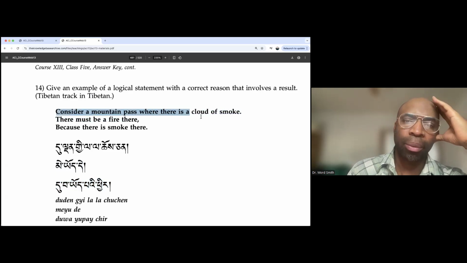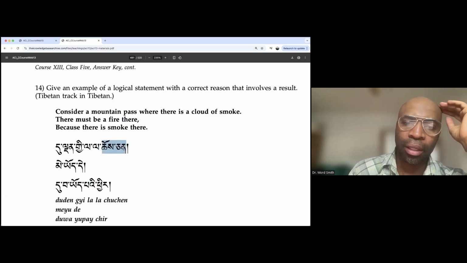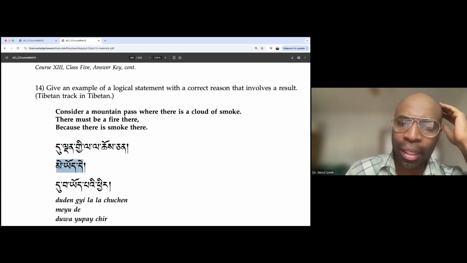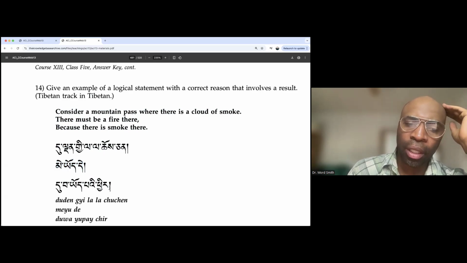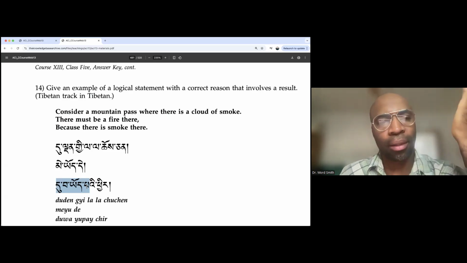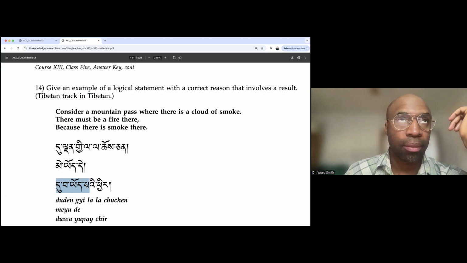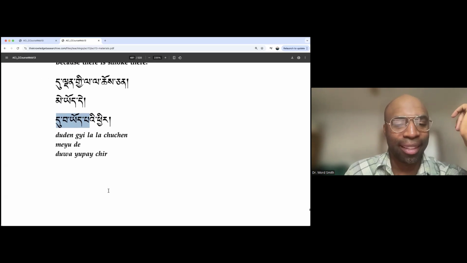Yeah, consider a mountain pass where there's a cloud of smoke. There must be a fire there because there is smoke there. Duden means this. La means mountain pass, la means in. Chichen, consider that place. Me yute, there exists or there is fire there, because there's smoke. Because, you know, the result of fire is smoke. At least a smoky fire.